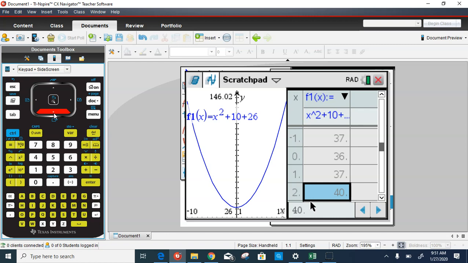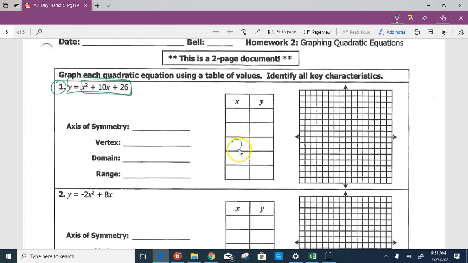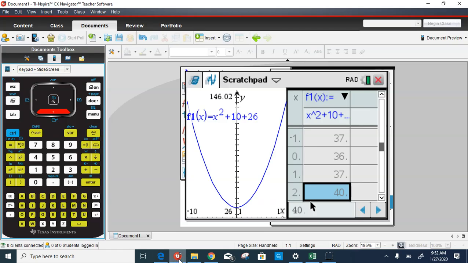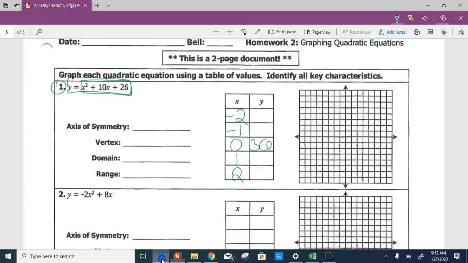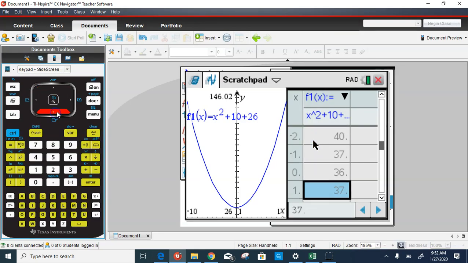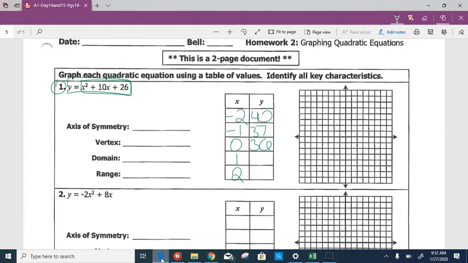So since 0, 36 is my lowest value, I'll put that in my table. I'm going to make 0, 36 my vertex. It's the middle point. Now I'm going to pick the points that come before it, so -1 and -2, and the two points that come after 0, +1 and +2. And I'll get those values. So for -1 and -2, it's going to be 37 right there. If I go up one more, it's 40. For +1 and +2, I believe it's going to be the same values again, 37 and 40. Yes, because this thing is reflexive. It's like a mirror image.